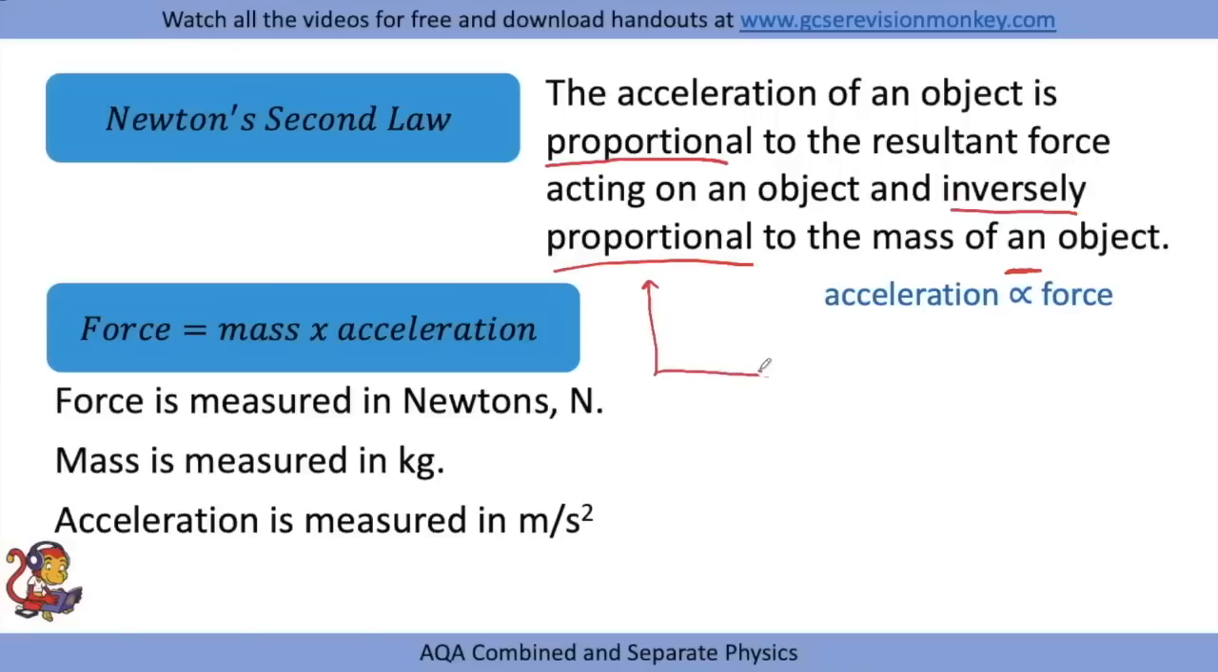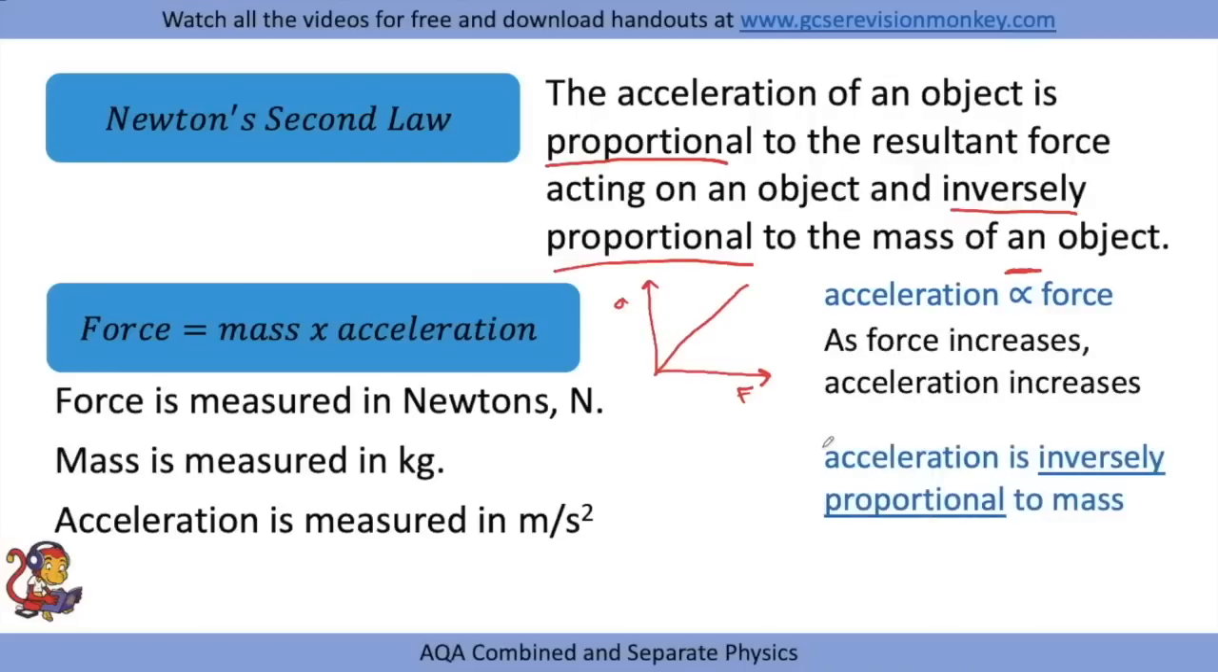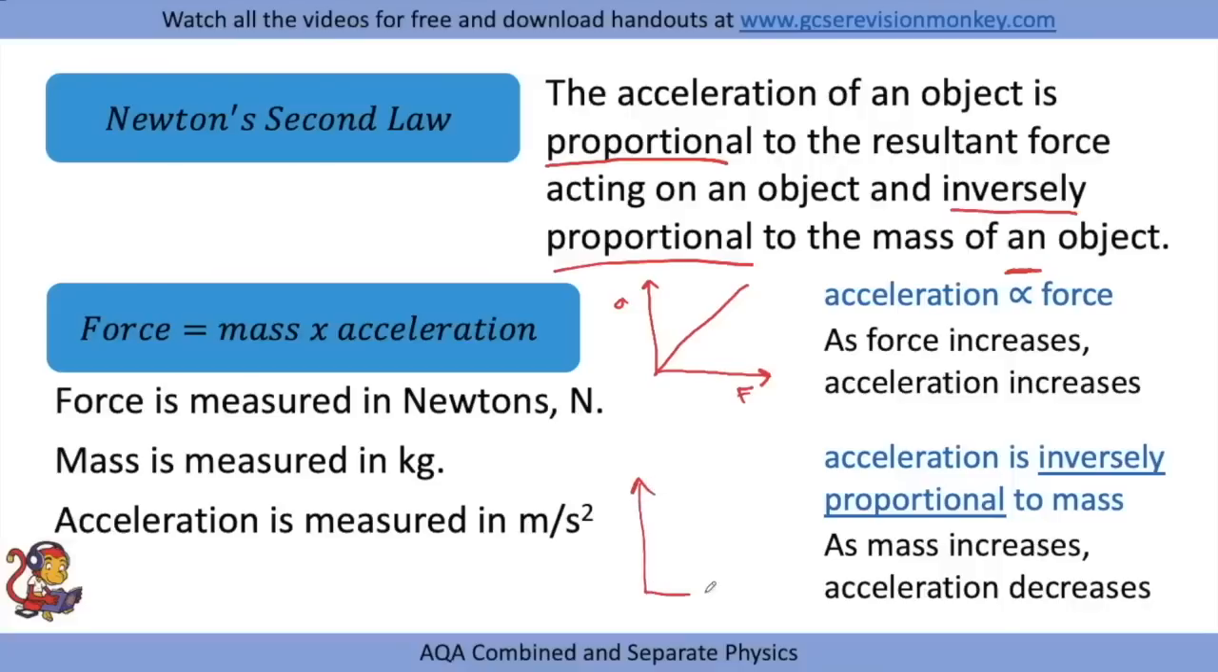So for example, if we had force and acceleration, they would be directly proportional. And this means as force increases, acceleration increases. And in the other relationship, acceleration is inversely proportional to mass. And this means as mass increases, acceleration decreases. So inverse proportion means as one thing gets bigger, the other thing gets smaller. And that's where you'll see a graph, if we put mass against acceleration, would look a little bit like this. As mass increases, acceleration decreases.